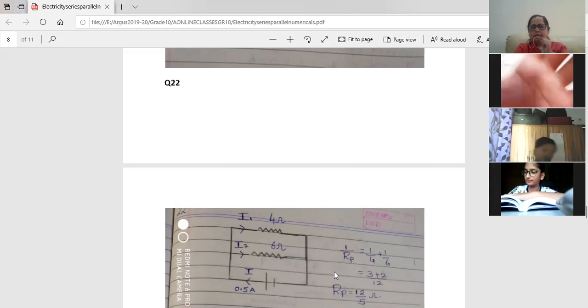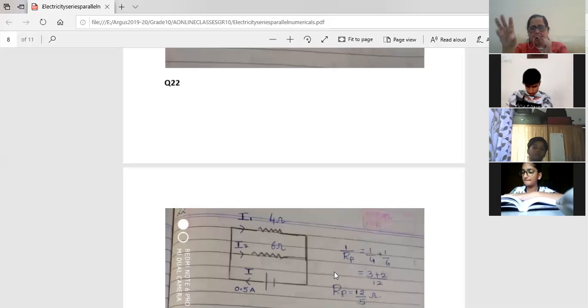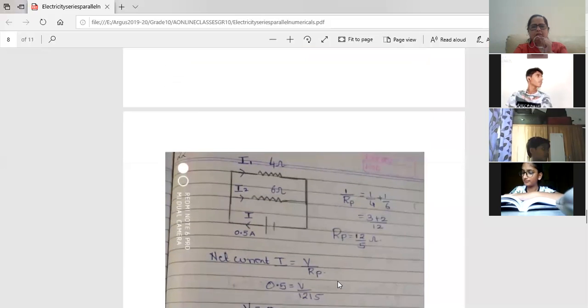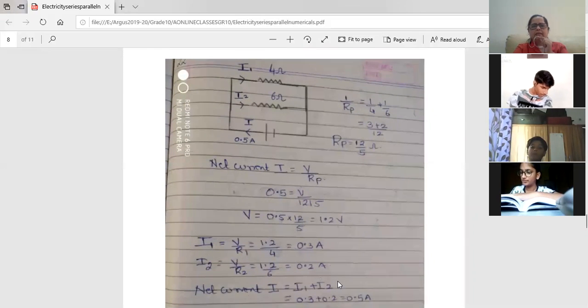Now I know that V is equal to IR. So I multiplied by RP will be V. Don't you know that I is the net current? Net current I multiplied by net resistance is V. The net current I is equal to V upon RP, so V will be equal to I multiplied by RP. When I do this, I get the voltage 1.2 volt. Did you understand what I did? The net current multiplied by the net resistance will give you the battery voltage.